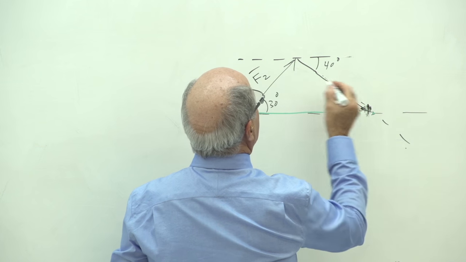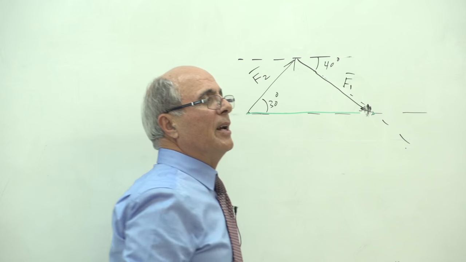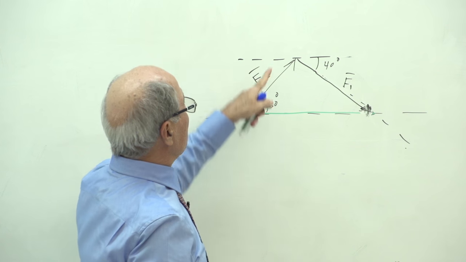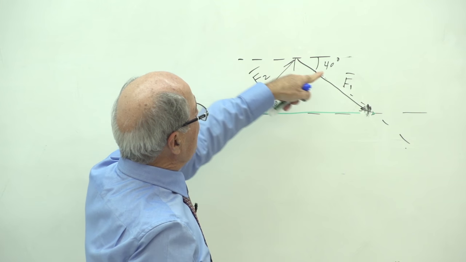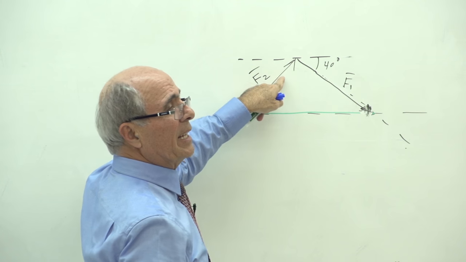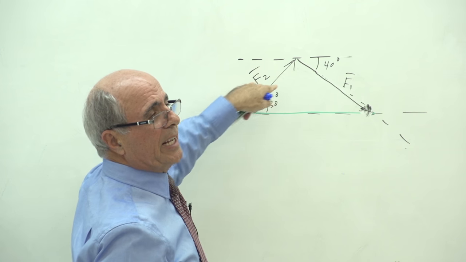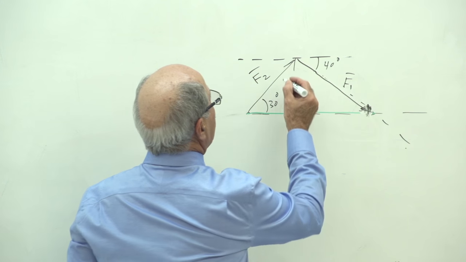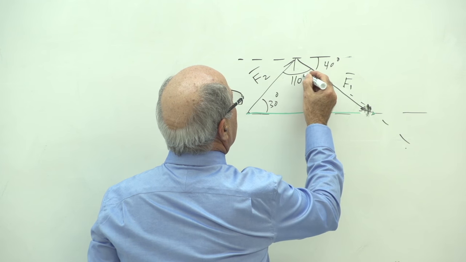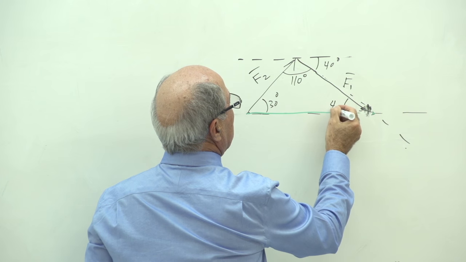So here is F2, and here is F1. Now, this is 30 degrees. This is, of course, 30 degrees. This is 40 degrees. So what's that angle? That angle is 110, 180 minus 70 degrees. So that angle is 110 degrees. Of course, this angle is 40 degrees.